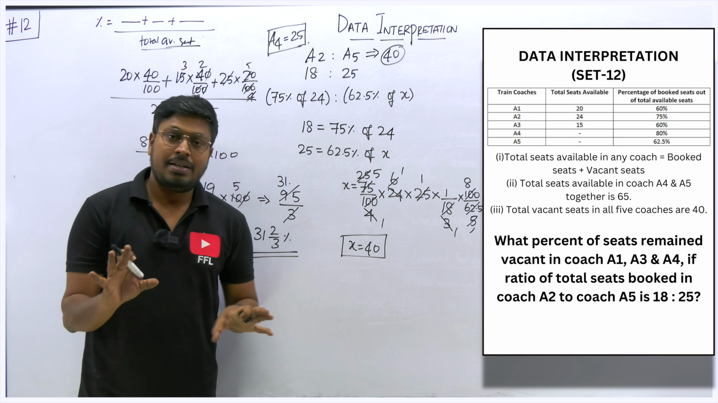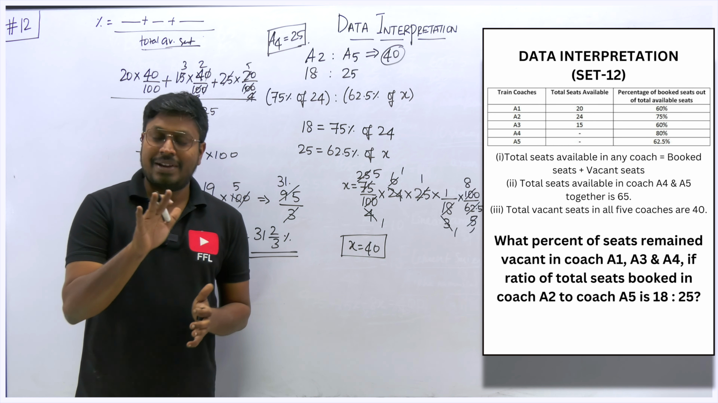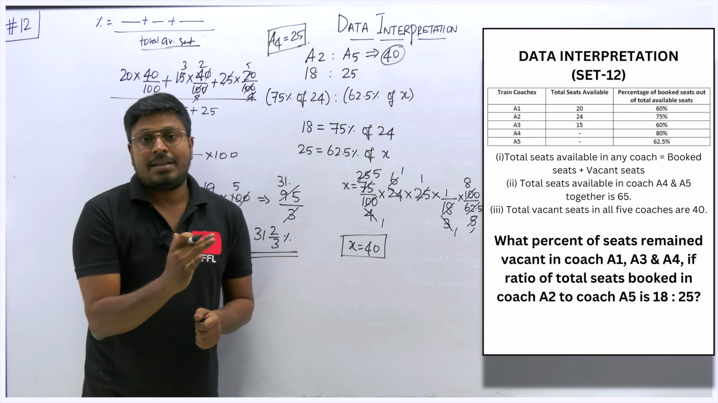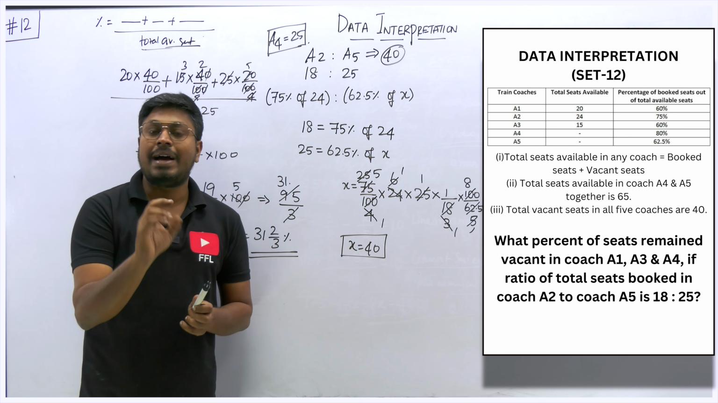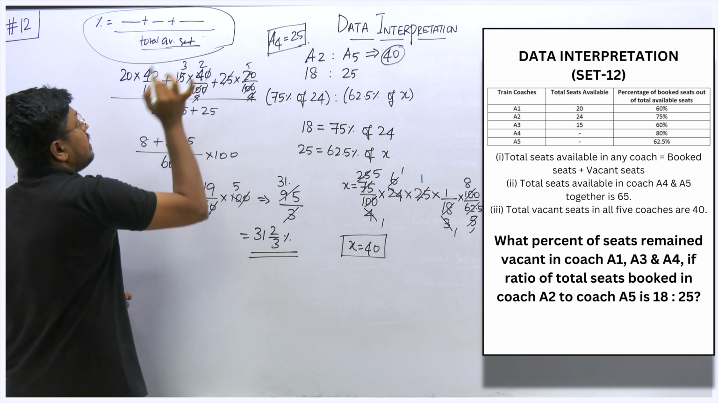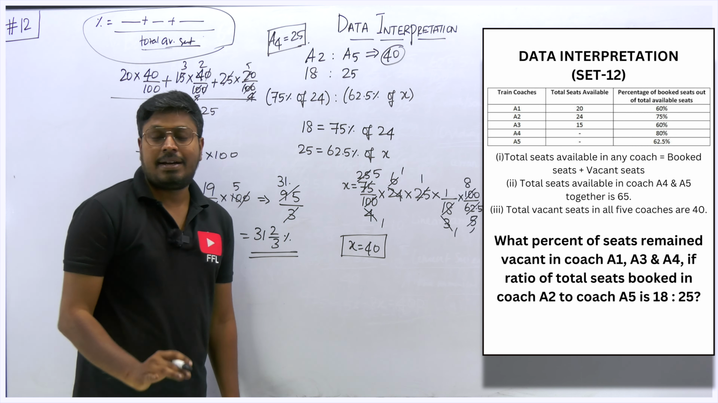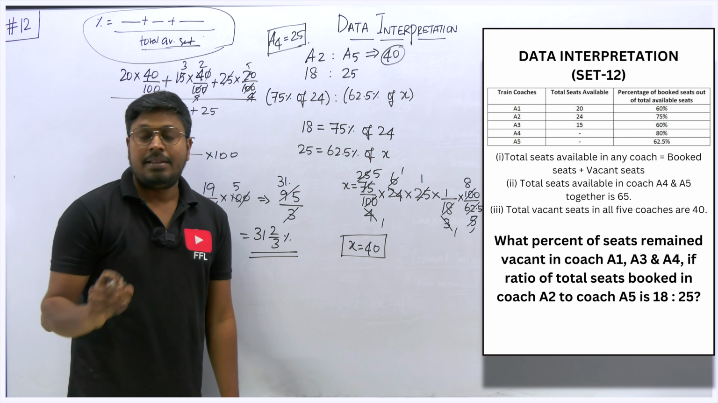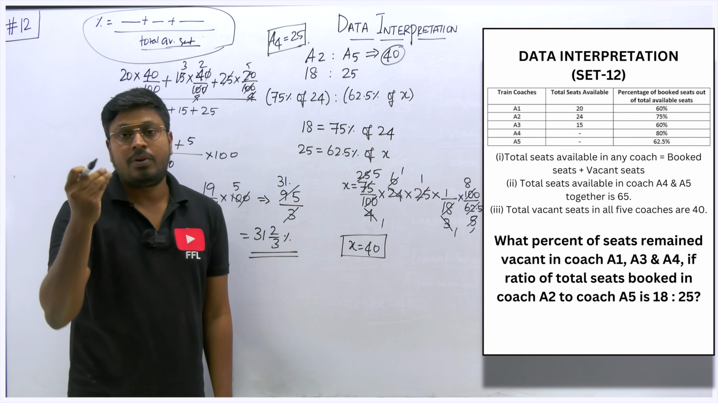So no shortcuts, nothing I have used here. Only first I have understood what the question is, right? What is the value that we need to find. So the first step I have written this. Why? Because this is our target. Our target is to find the total vacancy percentage, that too only for the 3 coaches, not for all the coaches.